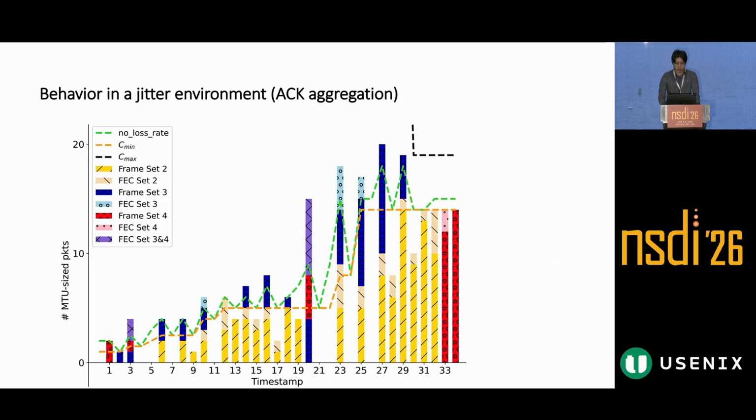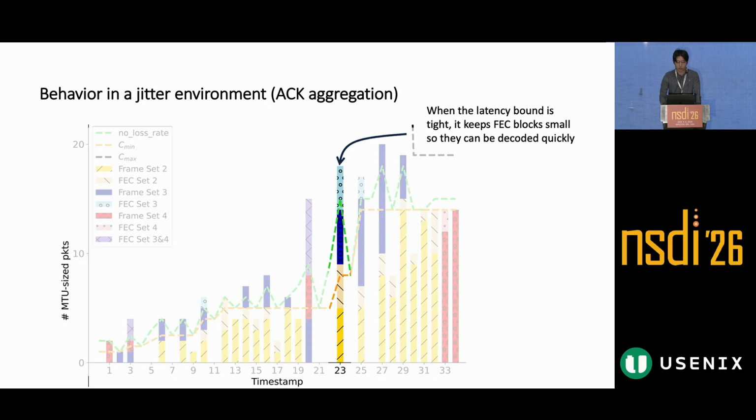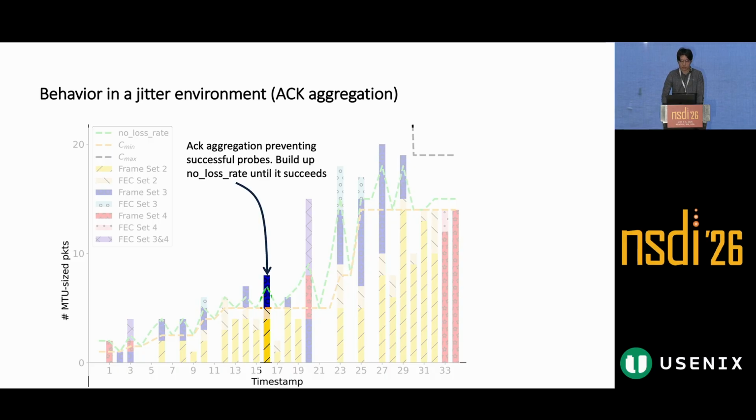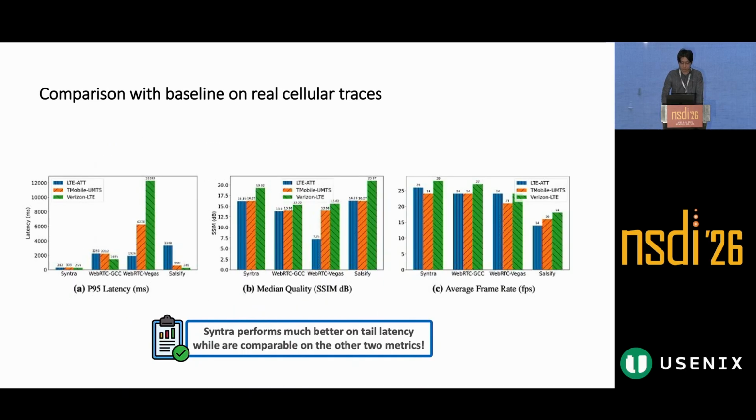Next, we pick a more complex scenario, the aggregation jitter environment. Sometimes the network delays the sending too much and latency budget is tight. So it will change the way of how to add FEC. It will tend to make the FEC block small so that it can be coded quickly when there's a loss. The second thing to notice is that when there's jitter in the network, the probe for network bandwidth does not always succeed. However, it will try to build up the no loss rate, and later it can probe more aggressively and has more chance to succeed.